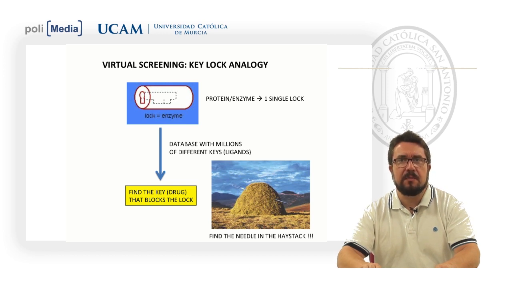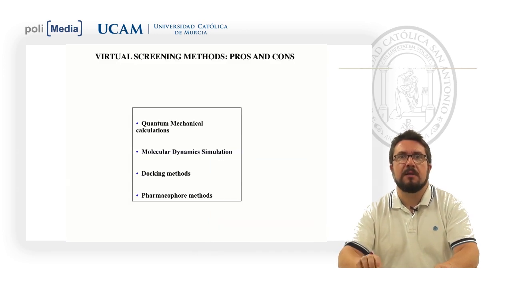Let's say this is our protein target, so we will model it as a lock, and then we need to screen a library, a database that contains millions of ligands, in our analogy keys, and we will predict which is the key that opens or closes, it depends on the case, the most this lock. This is very similar to when we try to find the needle in the haystack. So this is a very complicated process, but it works sometimes.